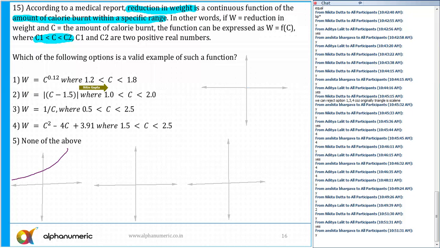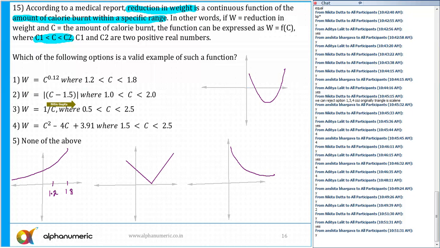Okay. Second option, y is equal to mod of x minus 1.5. So, it will be like this. Y is equal to 1 by x, like this. And the other one is a quadratic equation, maybe like this. Okay. So, these are the 4 graphs: first option, second option, third option, and fourth option. And C is lying in the range 1.2 to 1.8.